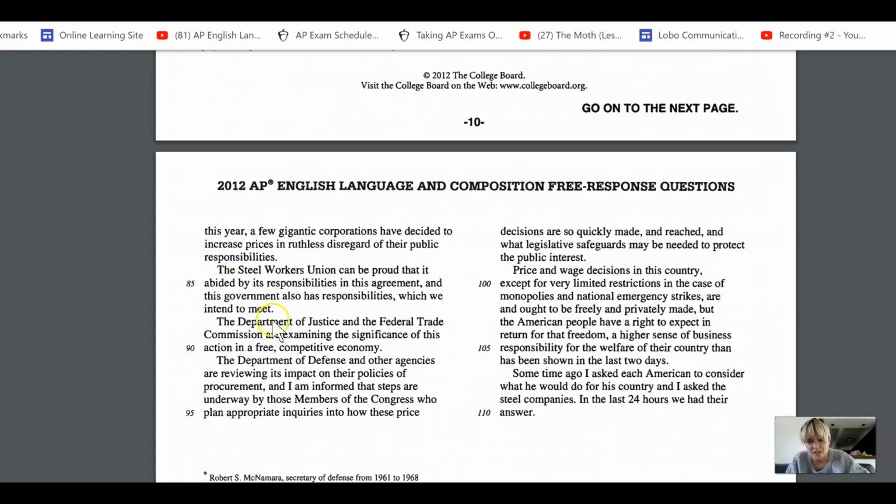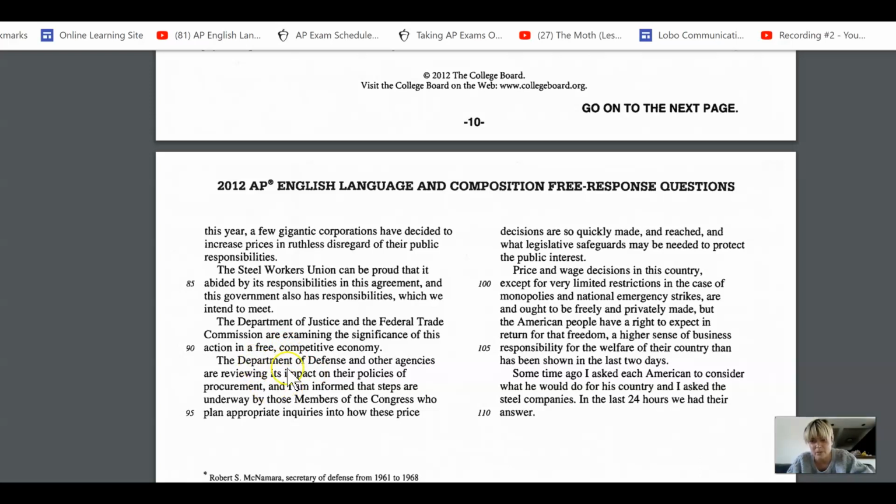The Department of Justice and the Federal Trade Commission are examining the significance of this action in a free competitive economy. So notice here, what is he doing? He's bringing in the Department of Justice, the Federal Trade Commission, the Department of Defense, and talking about how all these government entities are now going to take a review of this and figure out what to do about it.